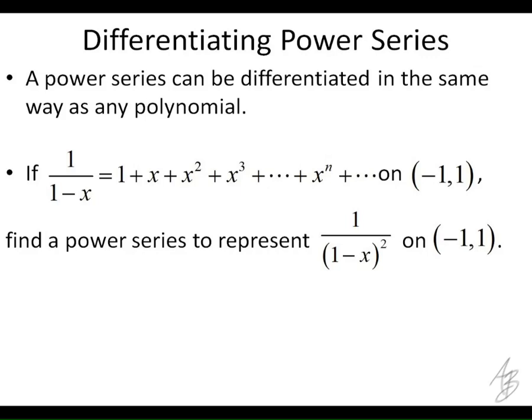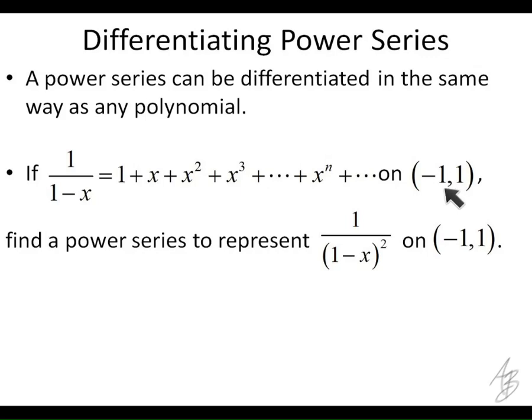So this right here, this 1 over 1 minus x, this function, can be represented by this power series. It's a very simple power series: 1 plus x plus x squared plus x cubed plus x to the fourth, and you add up all of these terms on the interval from -1 to 1.